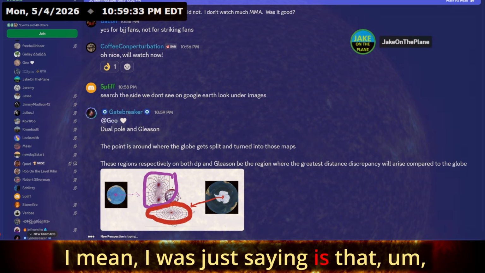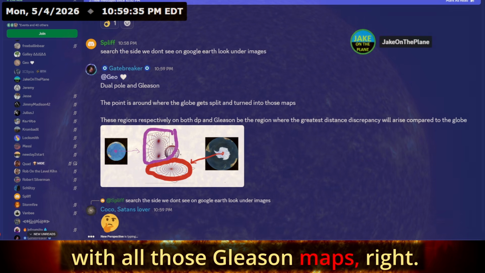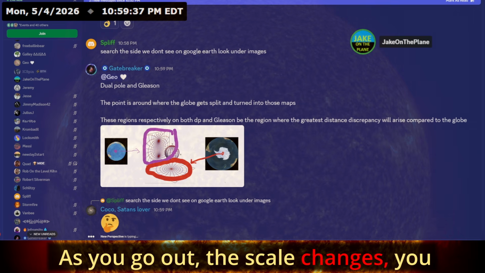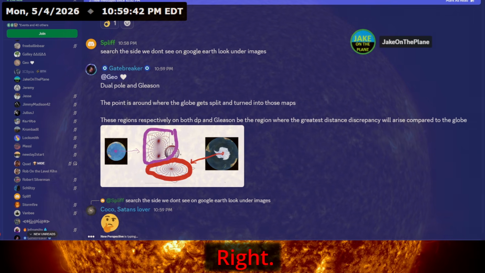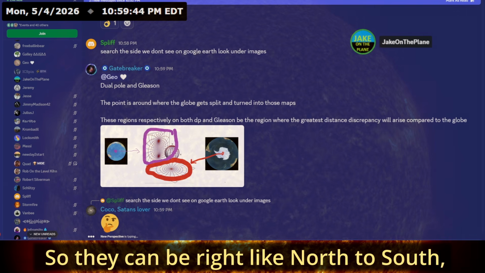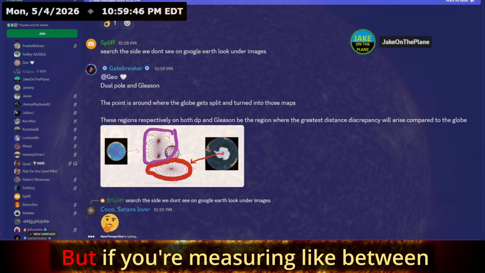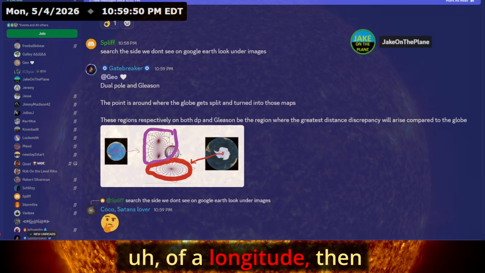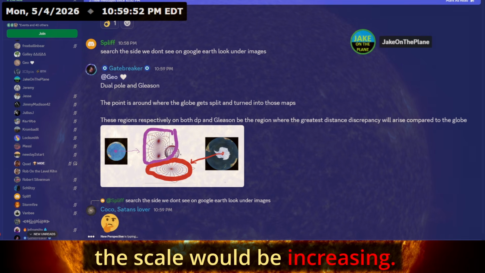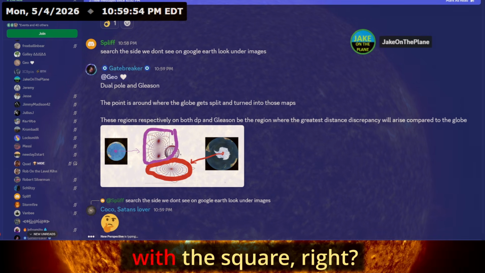I was just saying that with all those Gleason maps, as you go out, the scale changes. You can't just measure with a ruler between points and apply a scale and get a correct distance. They can be right north to south, from the center going outward. But if you're measuring between lines of longitude, then the scale would be increasing. And that was what Jeremy was asking about with the square.